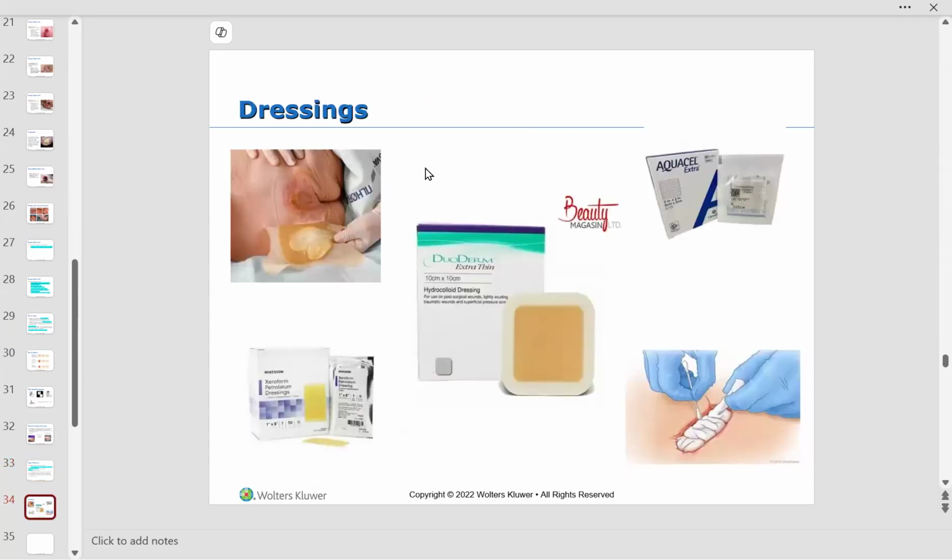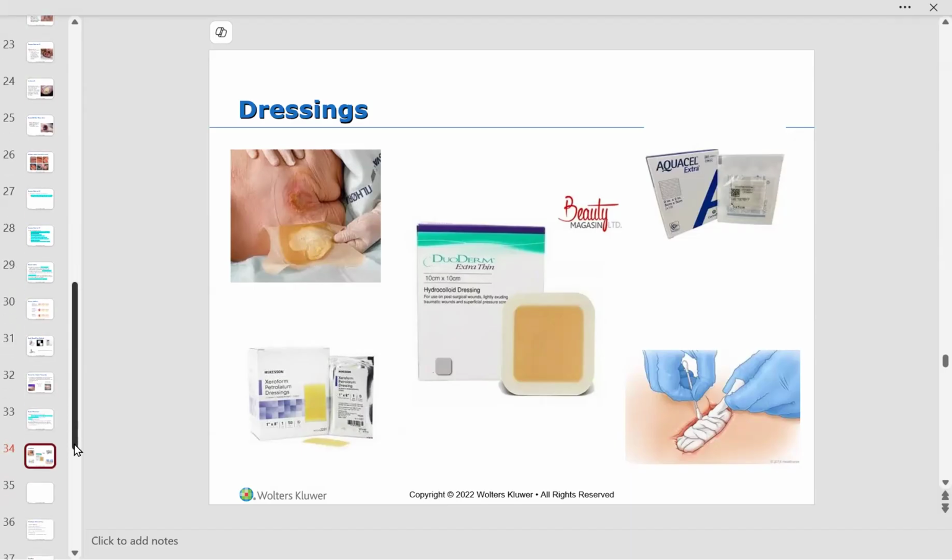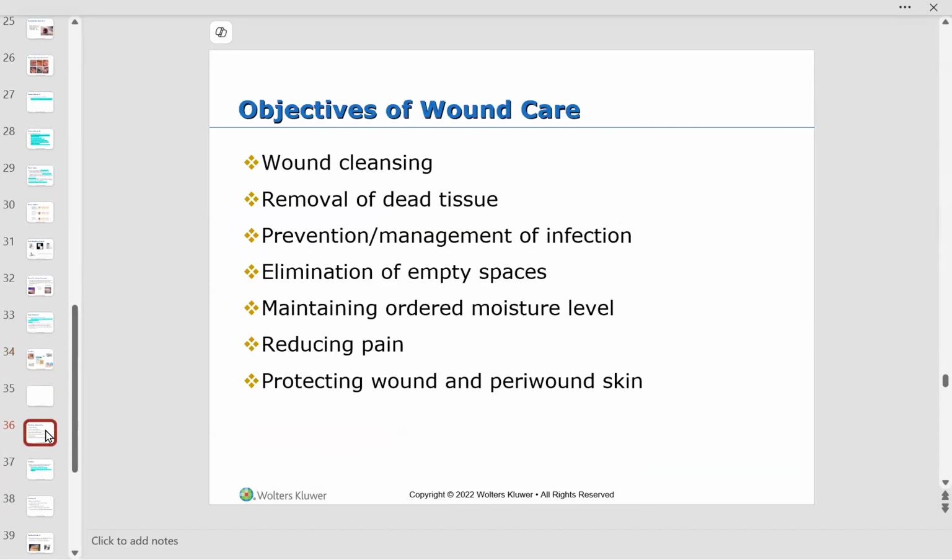Okay, and here are some examples of the dressings. This is a Duoderm. We use those a lot for pressure ulcers. Aquacel, which is a calcium alginate. Here we see a packing of a wound. This is Xeroform petrolatum dressing. That's that embedded gauze that's a Vaseline, but bacteriostatic Vaseline. And here we have a foam dressing, which is also a type of hydrocolloid, keeps it moist.